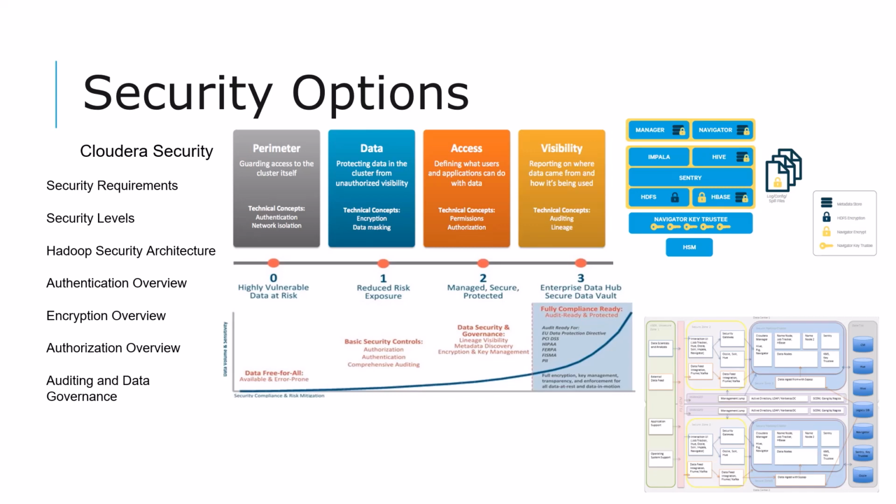level 1. Level 2 is more secure than level 1, and level 3 is the most secure. Level 3 is enterprise data hub and secure data vault. Its graph is going up slightly. And number 3 is Hadoop security authentication.